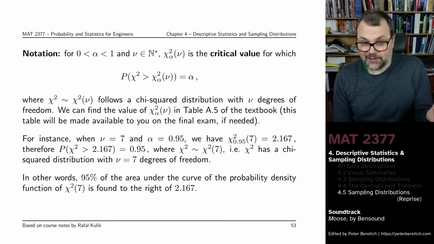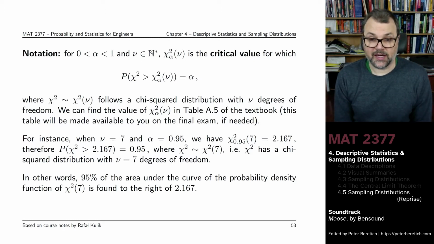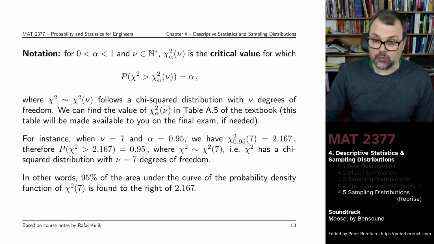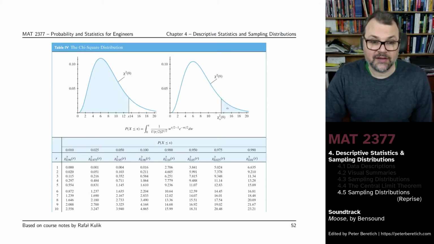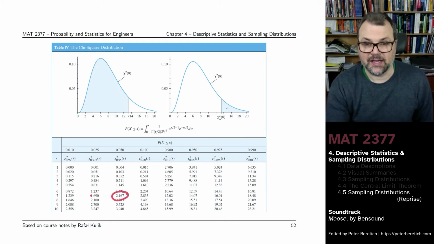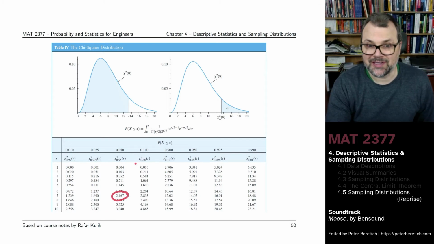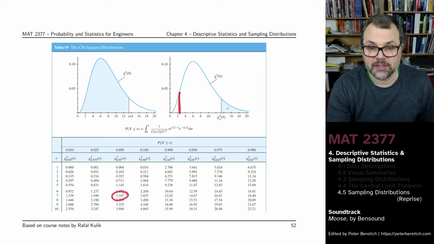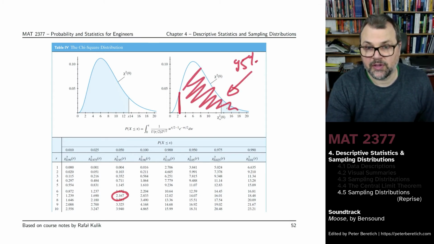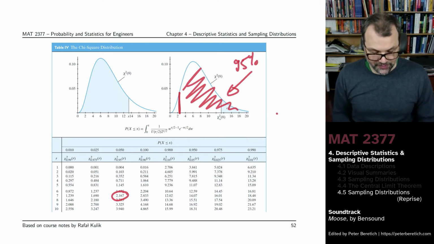So if you had nu equals 7 and alpha equals 95%, then the critical value of the chi-squared distribution with 7 degrees of freedom at 0.95 is 2.167. 7, alpha is 0.95, this is where you are, 2.167. What this is saying is in the chi-squared distribution with 7 degrees of freedom, this is the point, roughly speaking, after which 95% of the area is found.